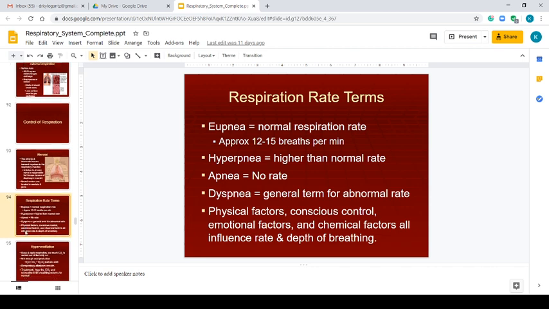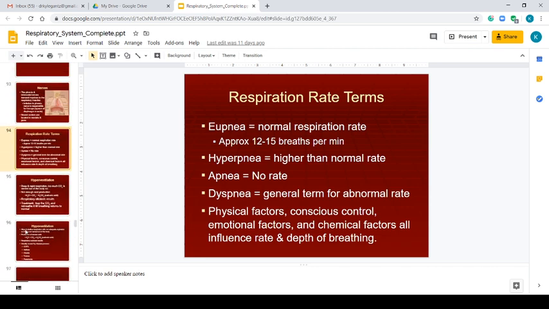Now, when we talk about respiration rates, okay, normal respiration rate is 12 to 15 breaths per minute. Okay, and so they call that eupnea. Anyway, that's normal respiration rate, 12 to 15.